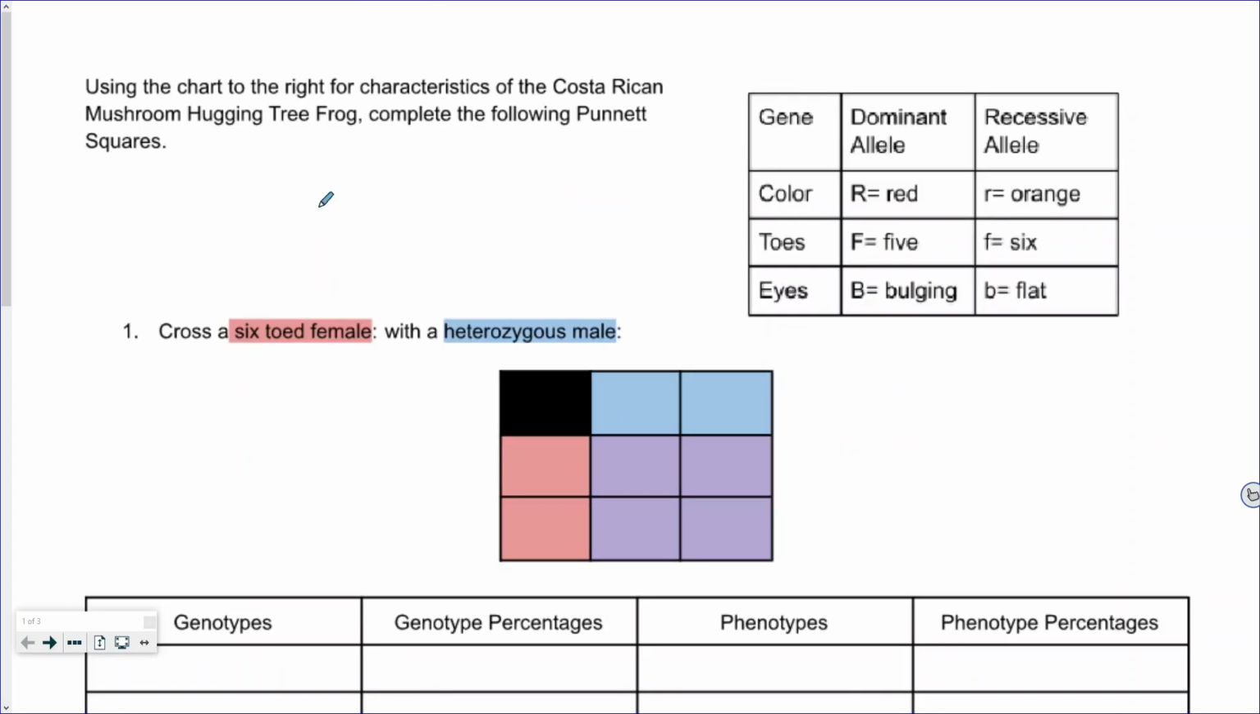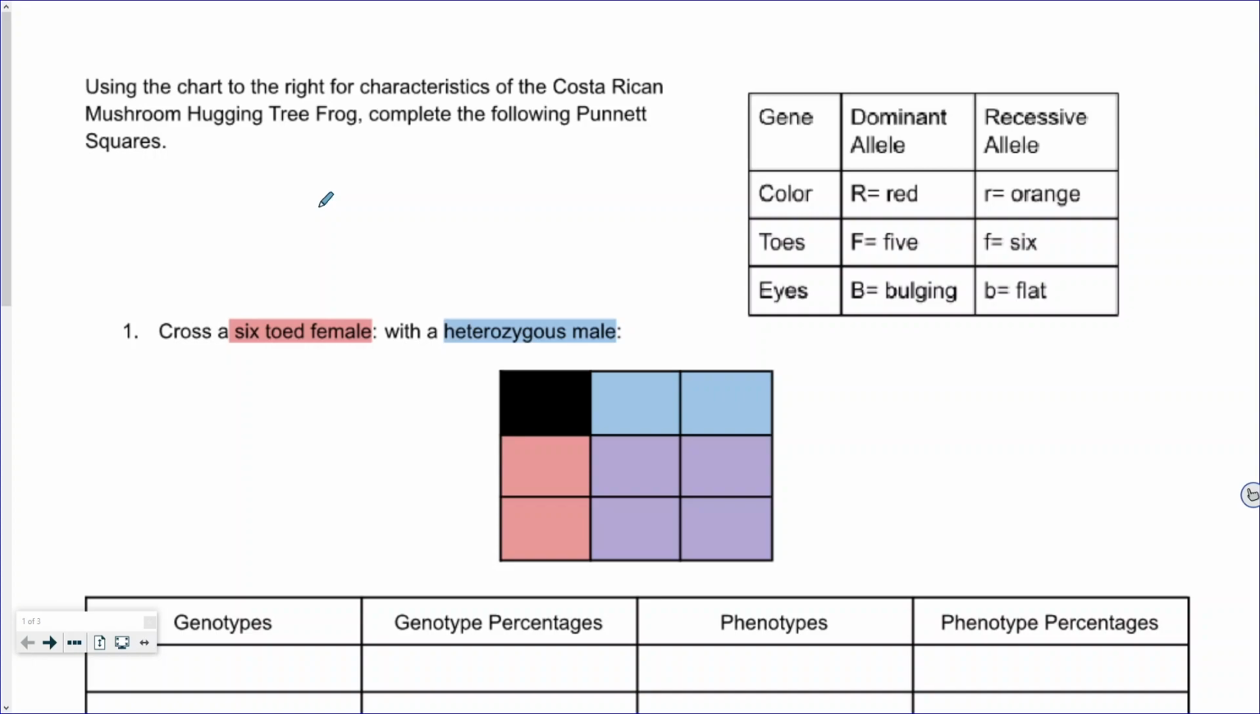Okay, let's take a look at how to do a Punnett square. And before we dive into how to do the Punnett square, let's remind ourselves of what the point of a Punnett square is. The point of a Punnett square is to take a look at two individuals, looking at their traits, and then see what their kids would look like based upon the traits of the parents.